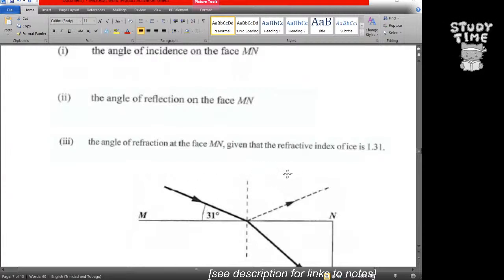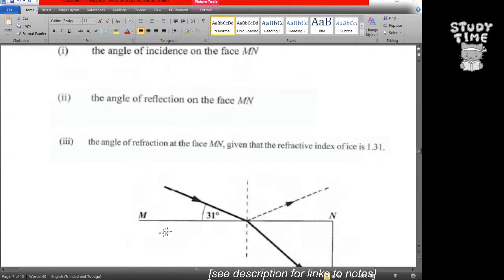That is sine 59, because that's the angle of incidence, over what is the refractive index? 1.31. I'm going to work this out quick. 0.857, so I can get as close to the value as possible, over 1.31. That's 0.65.